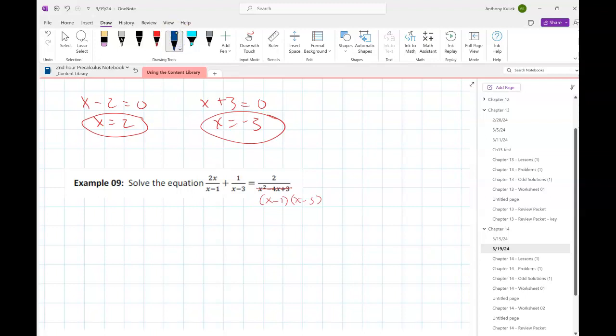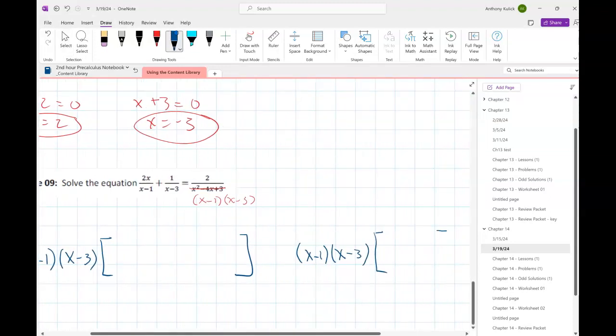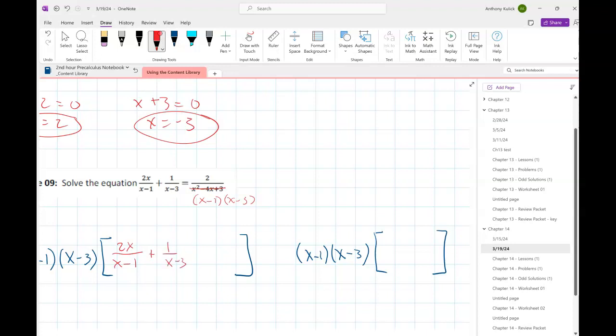So what is going to be the least common multiple of the denominators? X minus 1, x minus 3. Correct. So if I take that x minus 1 times x minus 3 and multiply it by, or try to divide it by any of the denominators, I get a whole number.